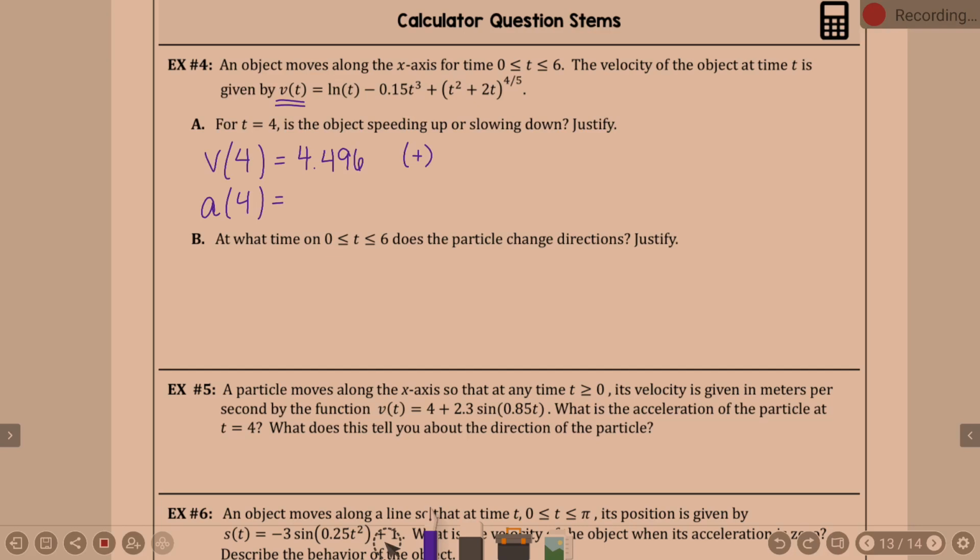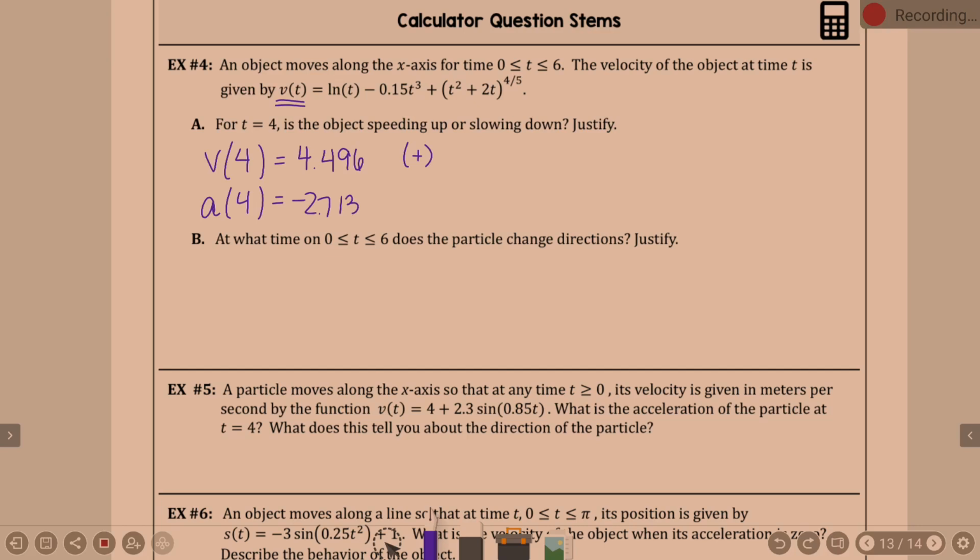I forget how to get there. Wait, how do you do that? Alpha F4 is where you find your y, and you're evaluating at x equals 4. That's beautiful. Isn't it, though? Negative. It's negative. Uh-oh. It's slowing down.